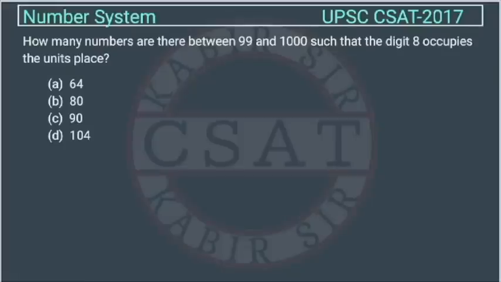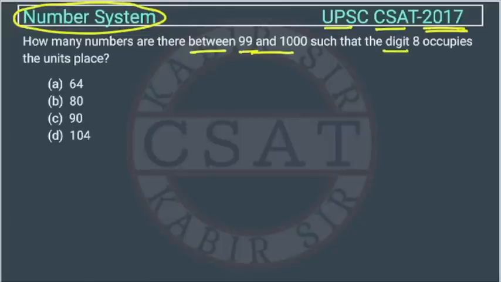This is a question from the number system chapter asked by UPSC in the CSAT exam of 2017. How many numbers are there between 99 and 1000 such that the digit 8 occupies the unit place, right? So this question is asking which digit should come at the unit place, at the unit place the digit 8 should always come. We have to count such numbers where 8 comes at the end, okay, 8 will come.